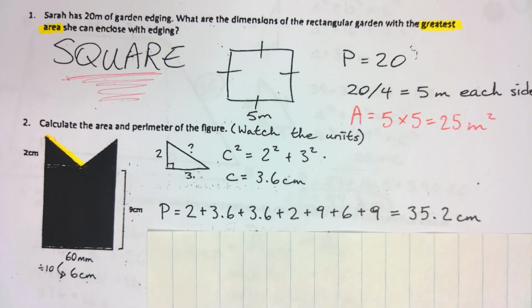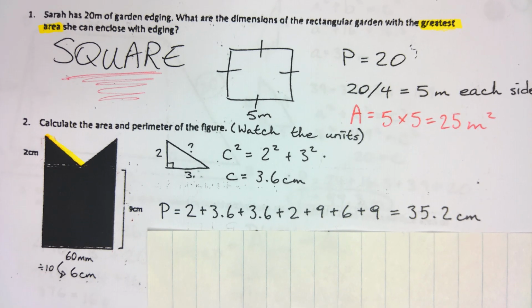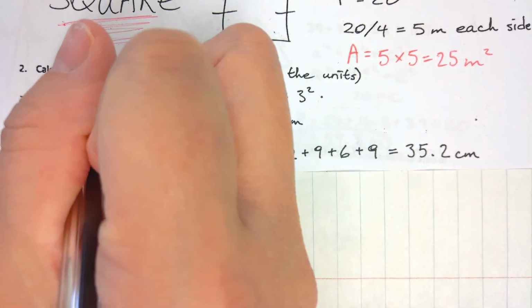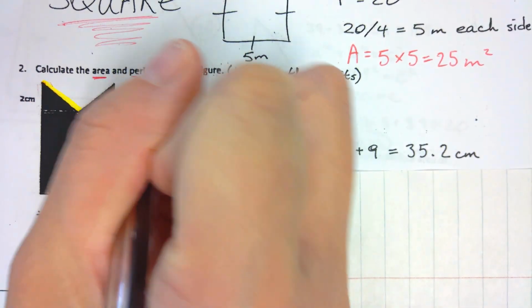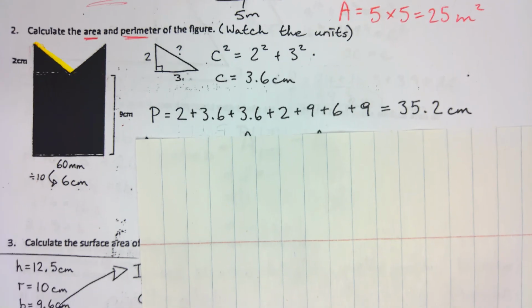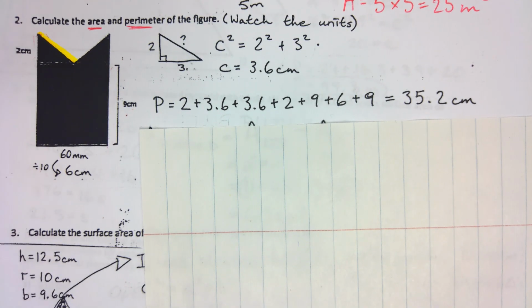Okay. Are we done this question? No. Why not? Area, right? So again, read the question carefully. There will be questions that ask you for perimeter and area. If you only do perimeter, you did half the question. That means you lose half the marks.